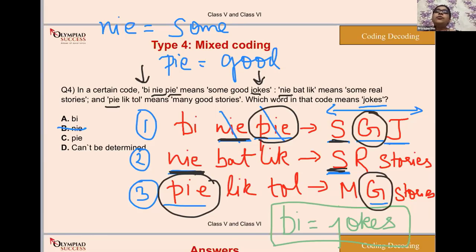Got it? So we are only left with by, and by is equals to j. Yes, Subhanshi, by is equals to j. The third one where nothing is common. So therefore, it will be equals to jokes.